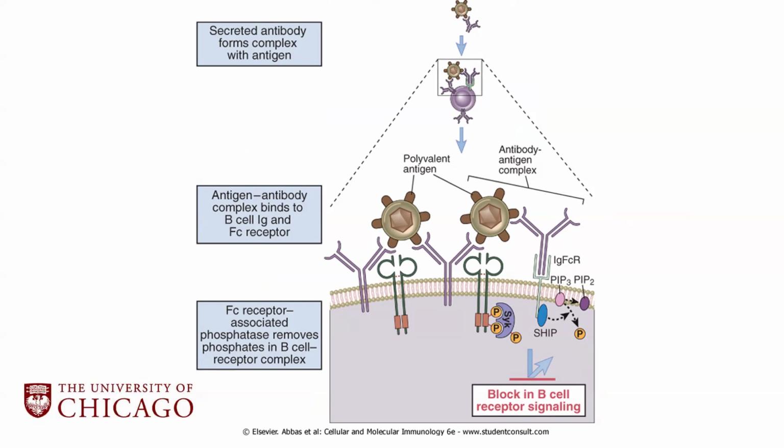I guess this is just a, let's see. Secreted antibody complex with the antigen is recognized by the B cell immunoglobulin and Fc receptor. And then the phosphatase removes the B cell receptor complex. This will block signaling. Not sure what this is actually getting at. I'm going to skip this.